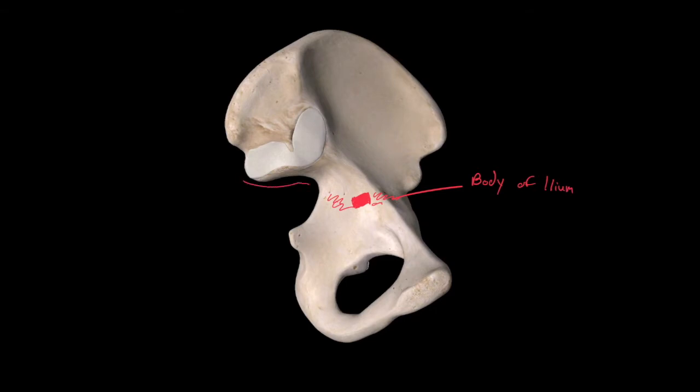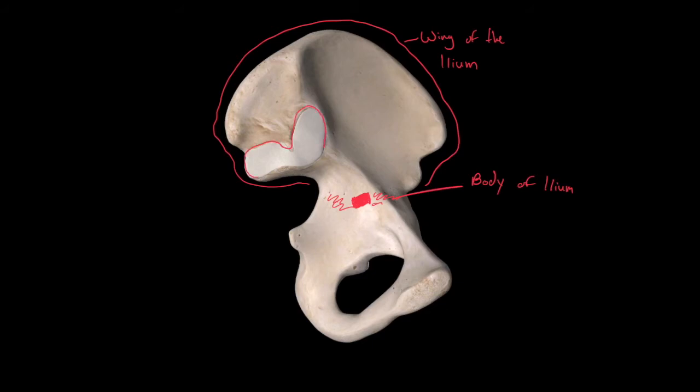Just above it, we have this fan-like structure. This fan-like structure is the wing of the ilium. Within the wing itself, there are a bunch of other landmarks that we're going to cover. The first one being this one right here. This is an articulation site where the ilium and the bony sacrum articulate with one another and form a joint. It kind of looks like an ear. Because of that, this landmark is called the auricular surface of the ilium.